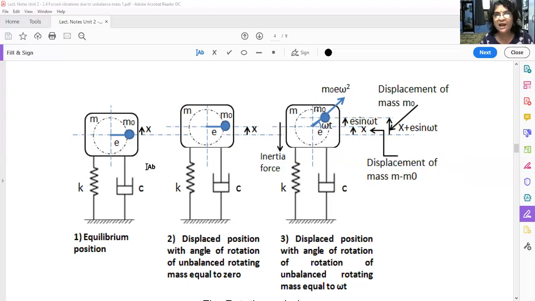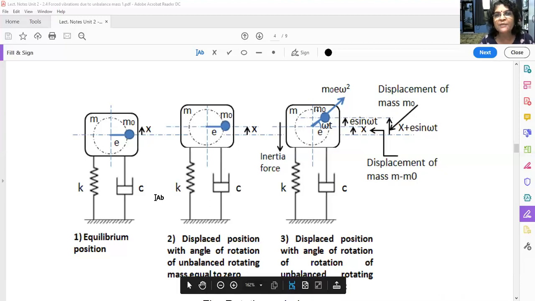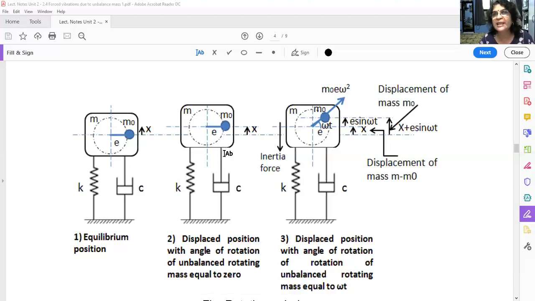Now if it starts vibrating and we consider any position at a time t, consider that the whole mass M has shifted upwards by a distance x. So this is the displaced position, with the angle of rotation of the unbalanced rotating mass. The whole machinery has shifted upward due to vibration at any time t.